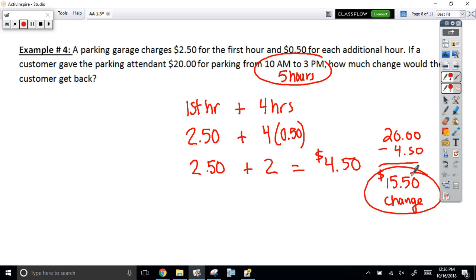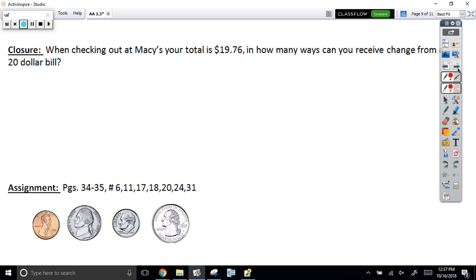Now, saving the most obnoxious one for last. It's tedious. When checking out at Macy's, your total is $19.76. In how many ways can you receive change from a $20 bill? So first of all, how much change are we receiving? 24 cents.